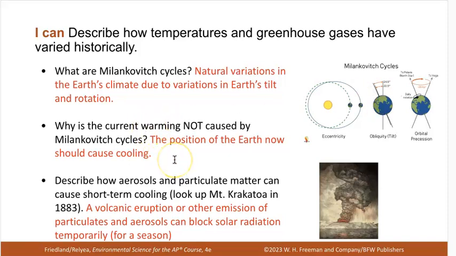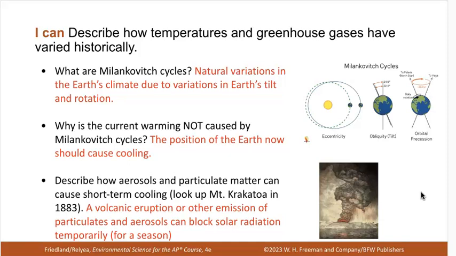Why isn't the current warming caused by Milankovitch cycles? Our position of the Earth right now should be causing cooling, but it's not cooling, it's actually getting warmer. So we know that the natural cycles are being overridden by anthropogenic greenhouse gases.